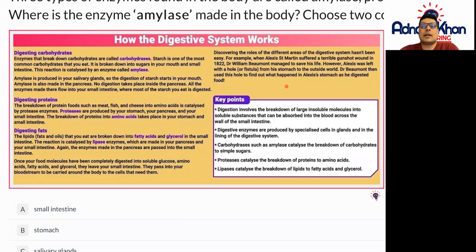So remember, digesting carbohydrates happens through enzymes called amylase. Digesting proteins happens through enzymes called protease. And digesting fats happens through enzymes called lipase. They mostly take place in your pancreas and your small intestine.